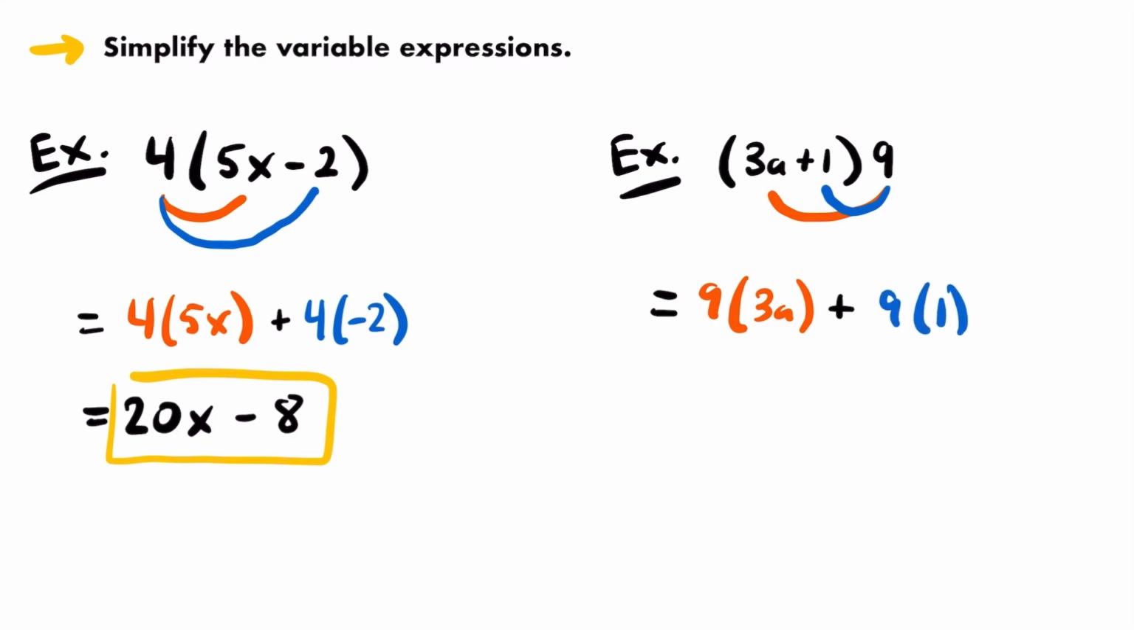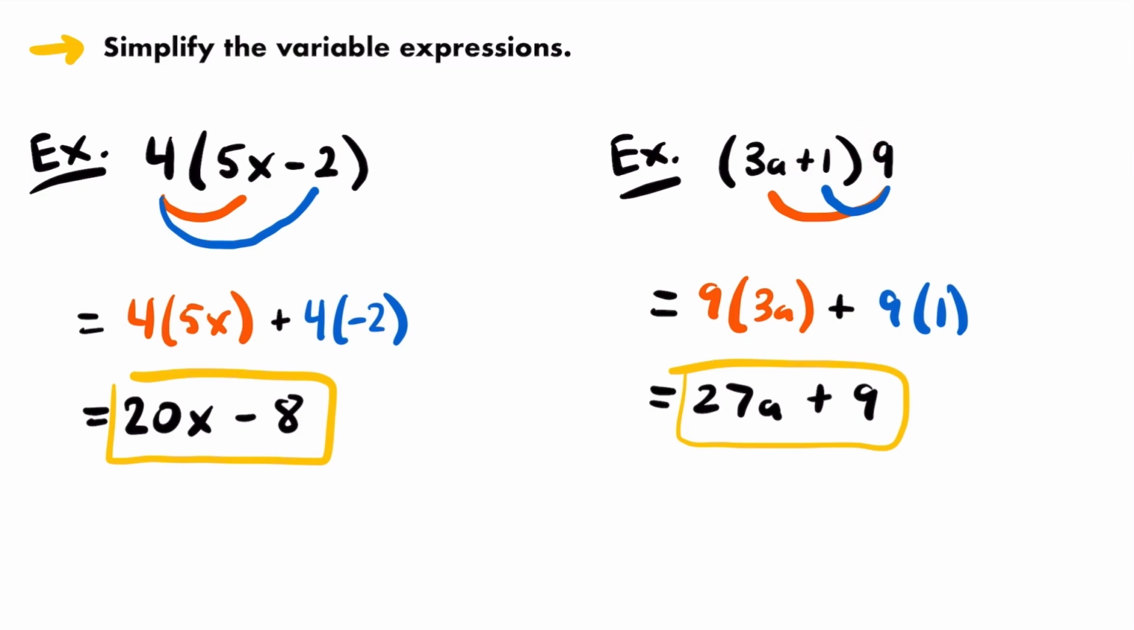Simplifying, we want to multiply 9 by the coefficient of this variable term. So we have 9 times 3, which is 27. So this is equal to 27 times that variable part of a. You want to keep the same variable part. And then we have plus 9 times 1, which is 9. And so 27a plus 9 is the simplification of this variable expression using the distributive property.